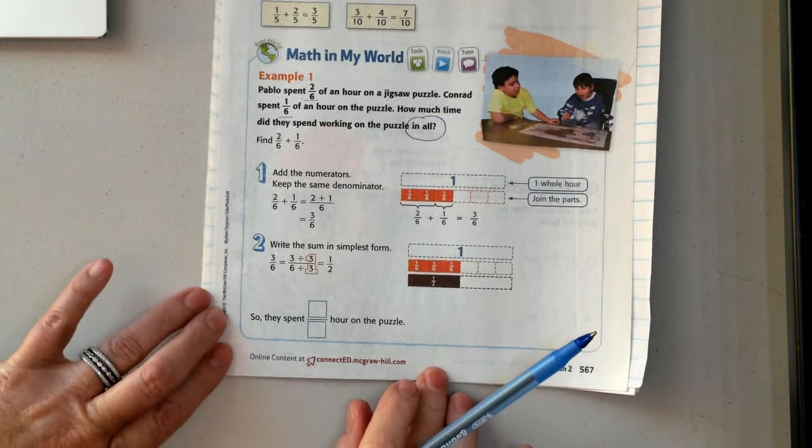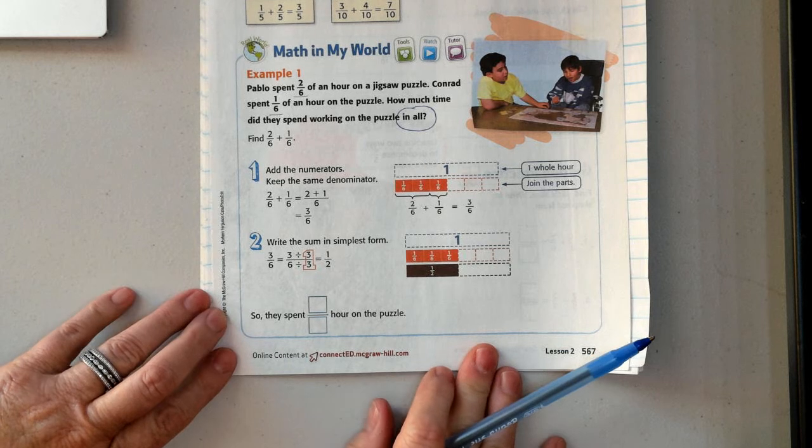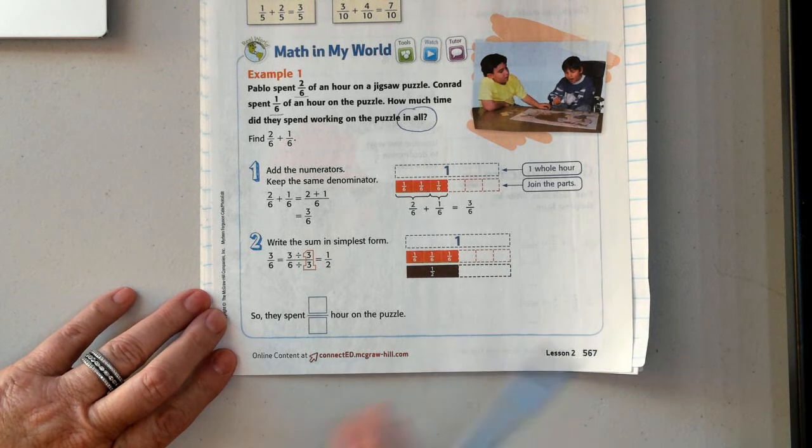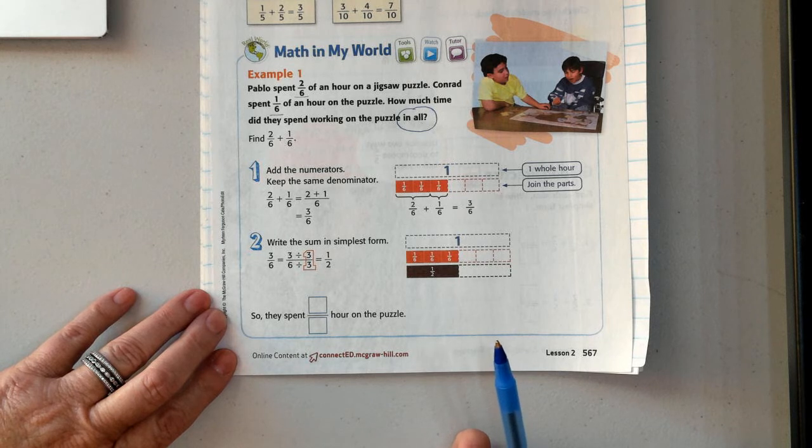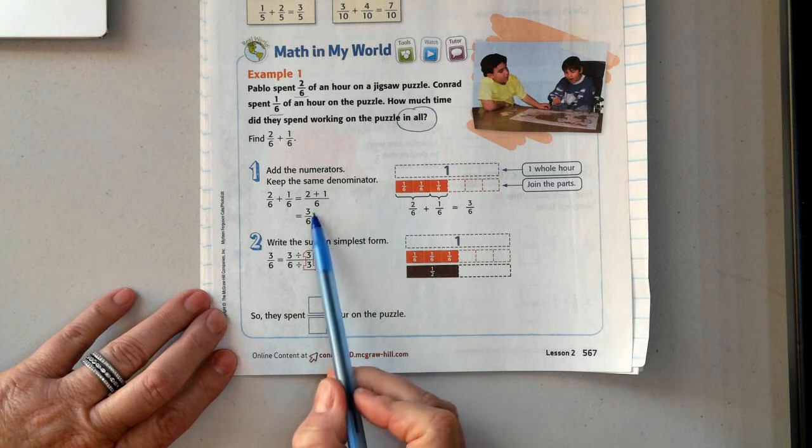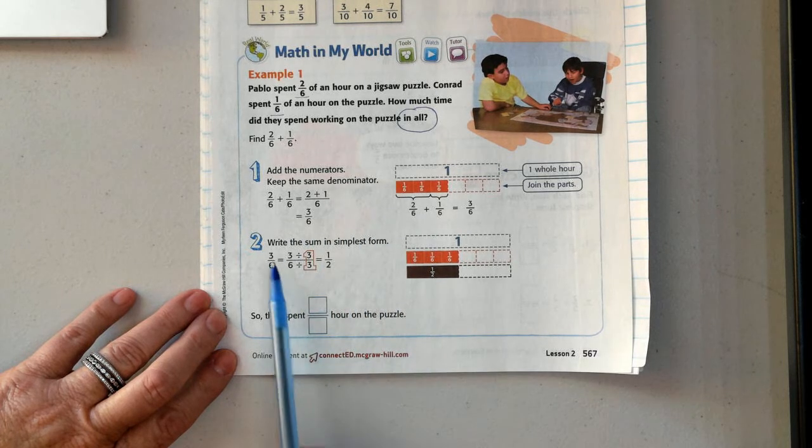This number 2 step is really important because we always need to be doing this. We always want to be putting our answers or the sum in simplest form. You learned that the last chapter. So 3/6 is not in simplest form, so we need to make this into simplest form.